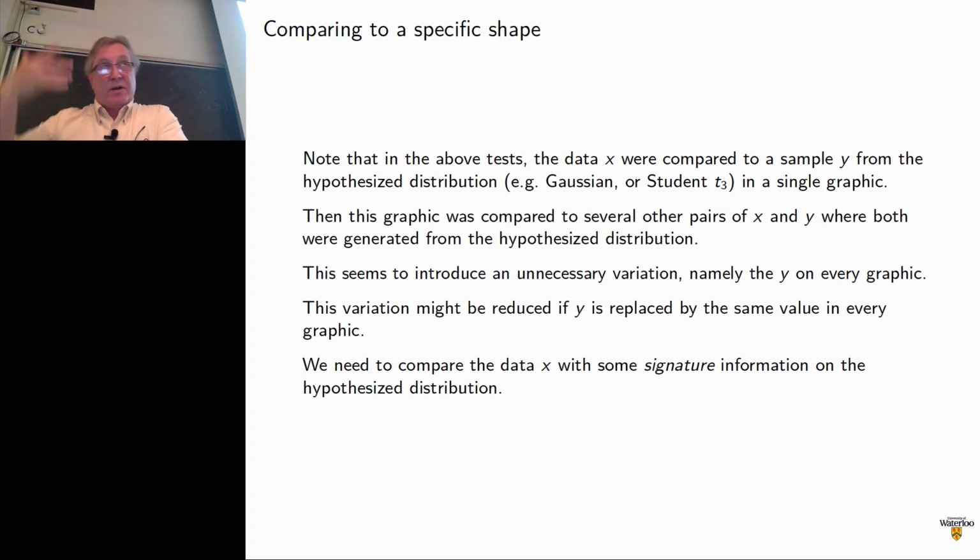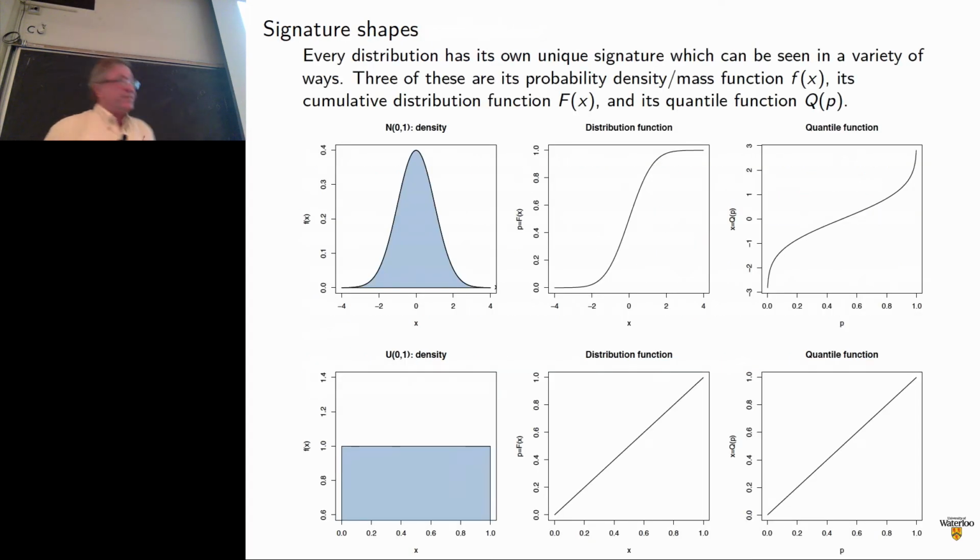So what I want to do is compare the data that I have to some real good measure of the underlying hypothesized distribution when I've got something that specific, okay? And to get that, we need to think about how would you recognize distributions? And I want to tell you that each one has its own signature. And we can think of that signature in 3 traditional ways. One is the density, here in the leftmost plot. The other is the cumulative distribution function. And the third is the quantile, the inverse of the distribution function.